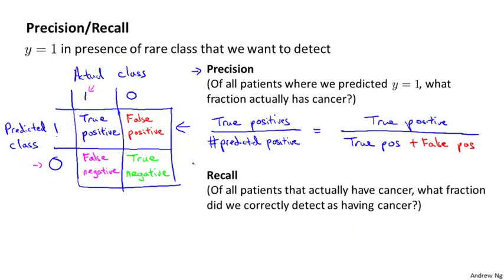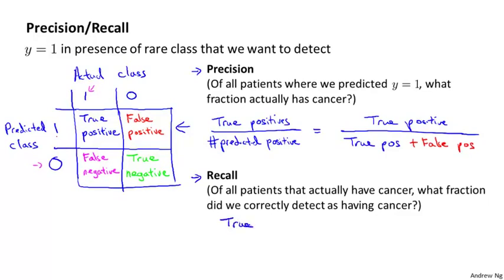The second number we're going to compute is called recall, and what recall says is, of all the patients in the data set, let's say in the test set or the cross-validation set, that actually have cancer, what fraction of them did we correctly detect as having cancer? If all the patients have cancer, how many of them did we actually correctly tell that we think they need treatment?